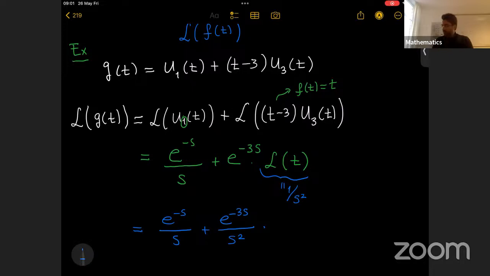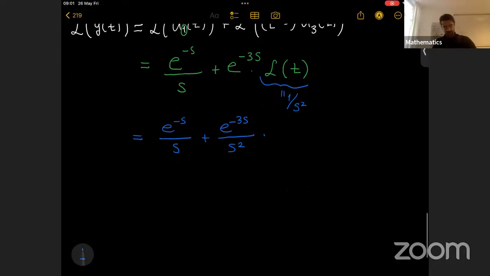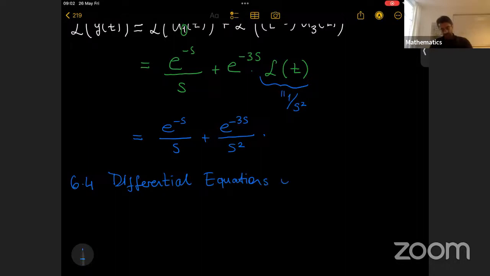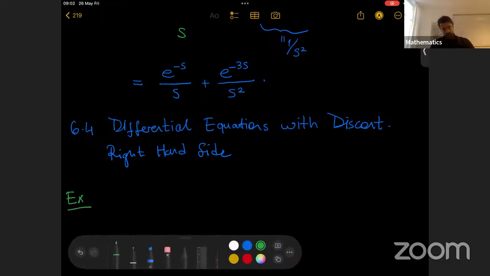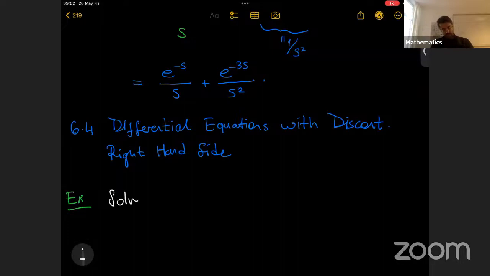Okay, let's do more examples with differential equations with discontinuous right-hand side. So this is basically chapter 6.4 in the book, differential equations with discontinuous right-hand side. So let's do this example. Solve the initial value problem.